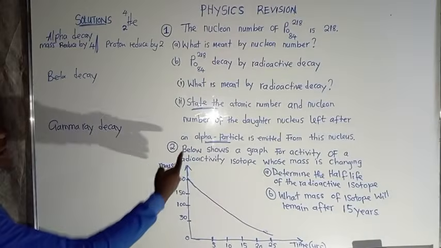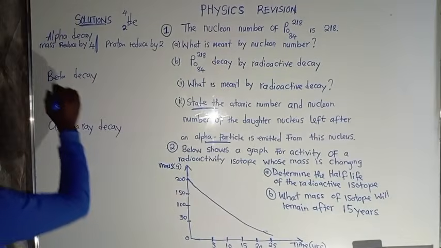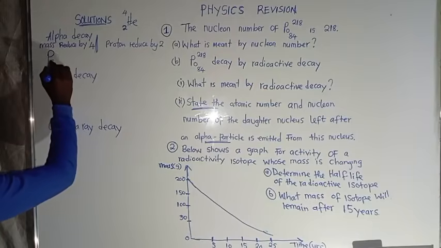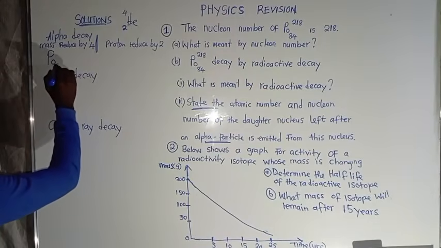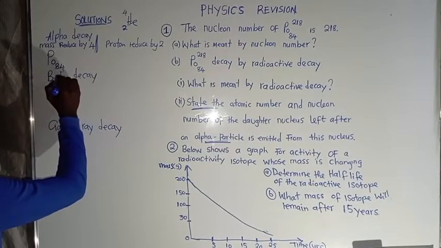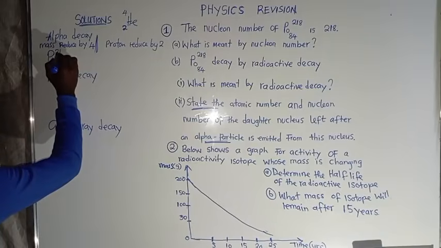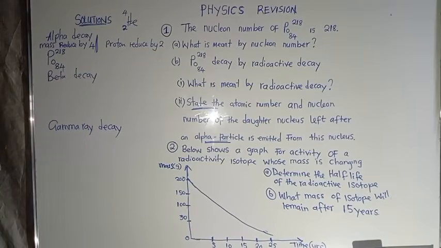So now, when it breaks down, let me write it. It is like this: Po, with 84 down there, and 218 on top. So this is what we are given.